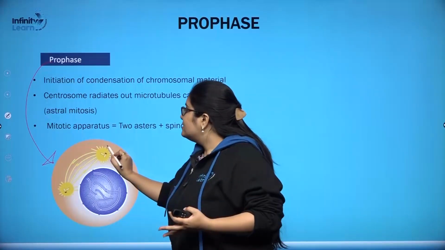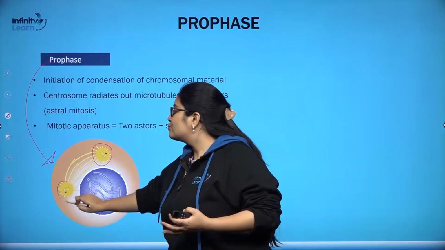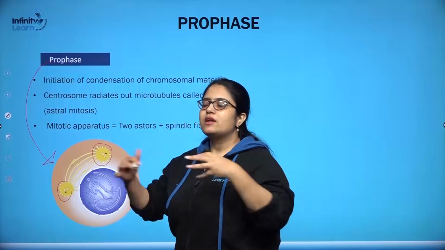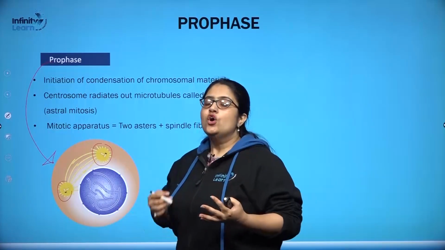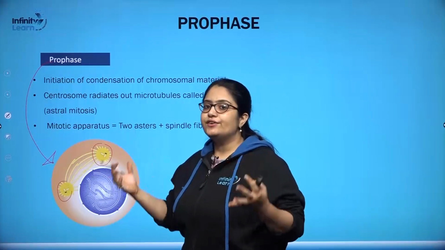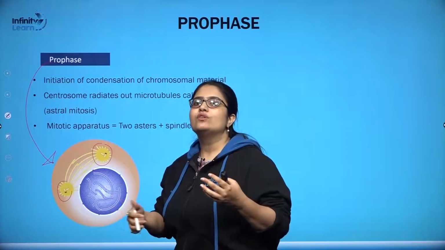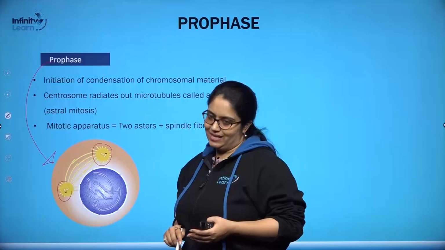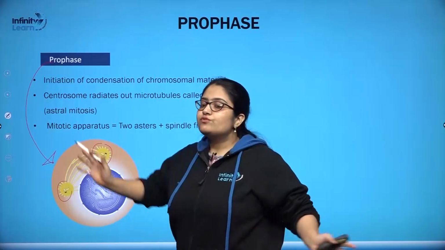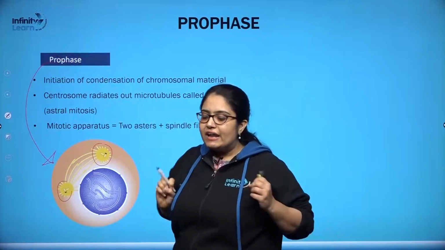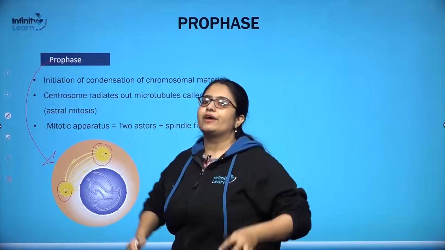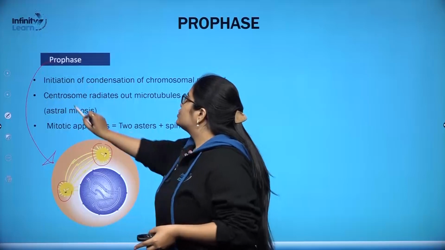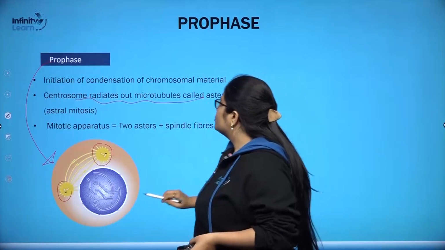Very important, these are the centrosomes. What are centrosomes? Two perpendicularly arranged centrioles which are surrounded by an amorphous material known as pericentriolar material. So remember, centrioles will duplicate during the S phase in the cytoplasm. These centrosomes will move towards the opposite ends and will start radiating out microtubules, and these structures will be called asters. So centrosomes radiate out microtubules called asters.